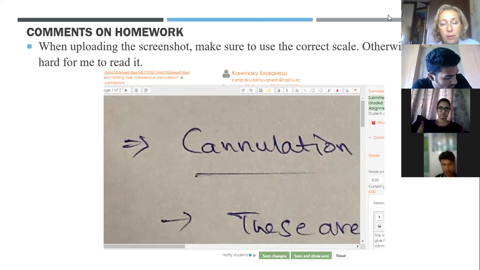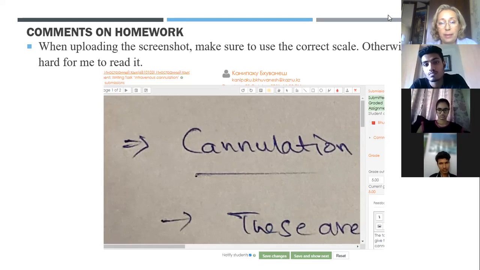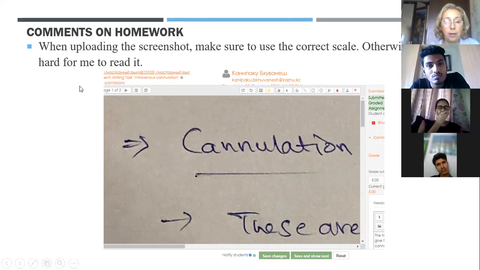When uploading the screenshot, make sure to use the correct scale. Otherwise, it's hard for me to read it. Like here, I normally do not download your files to my computer because I can read from the screen. And if I see this scale, it's impossible for me. I need to scroll down a lot and it's very hard. So please make sure that everything is readable and the scale is correct.